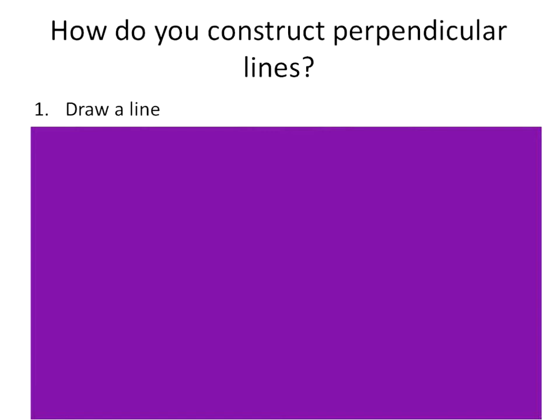So on your paper, and I would do this on a zip. Make sure you have enough room here. Give yourself a little bit of space because we're going to be constructing some information here. First thing we're going to do is draw a line, and that line, again, is going to have arrows on the end.